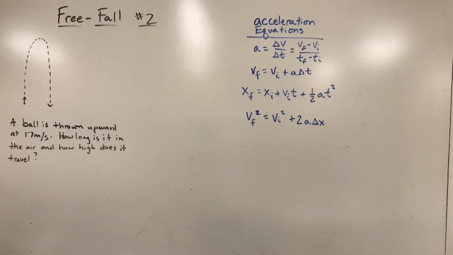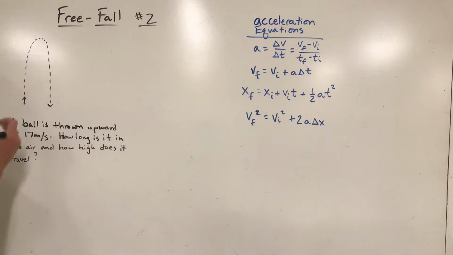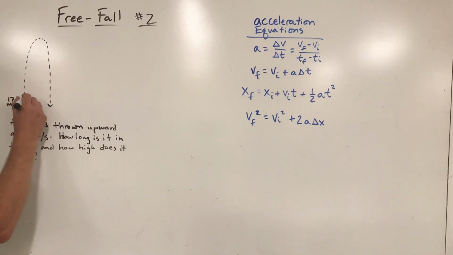Okay, let's take a look at another type of free fall problem that's a little different from the last one. This one says a ball is thrown upward at 17 meters per second. Now remember our last problem, we didn't have an initial velocity, so it was dropped from rest. This one's actually being given an oomph straight up at 17 meters per second, okay?